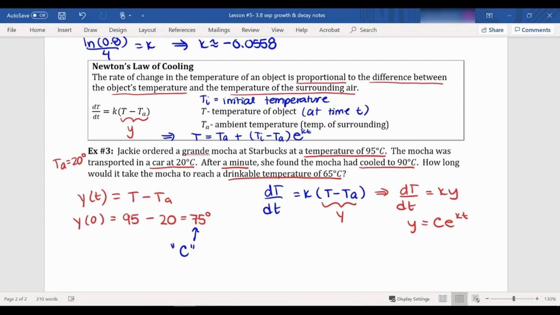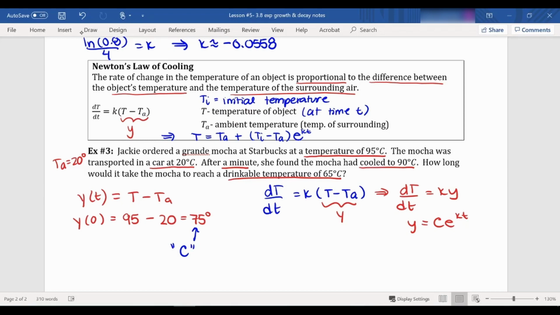So my Newton's law of cooling is telling us that y is T minus Ta as well. So we have two expressions for y here. We have T minus Ta, but we also have c e to the kt. So we're being asked to figure out how long it is going to take to reach a drinkable temperature of 65 degrees, right? That's what we're trying to find. So at 65 degrees Celsius, what is our t, our little t time? That's what we're trying to find out. All we know is that when we start, our y is 75. That's our c value if we're writing this in c e to kt form.